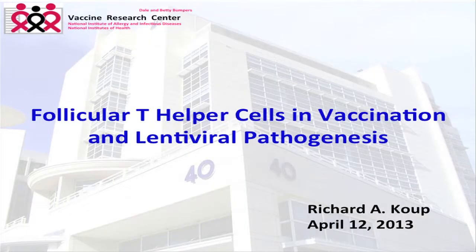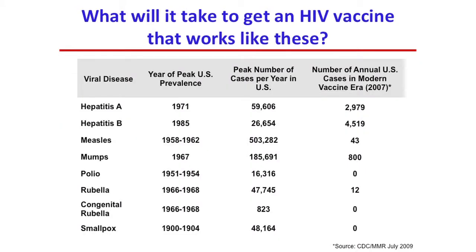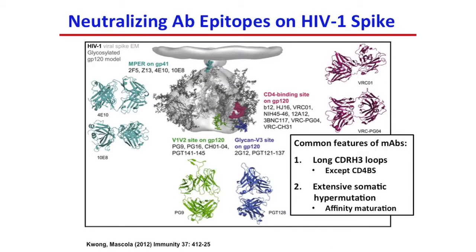So why am I going to be talking about T follicular helper cells today? Well, I think you saw this slide from Barney, and I think the real question that we're trying to answer is what will it take to get an HIV vaccine that works like these vaccines, which obviously have great efficacy. As you heard from Barney, we're probably going to need antibodies. We're probably going to need broadly neutralizing antibodies.